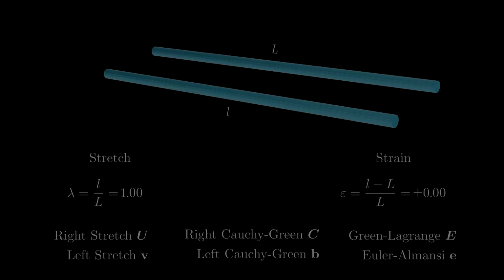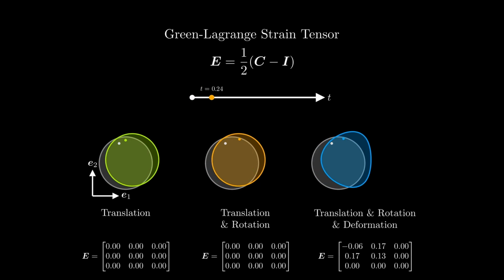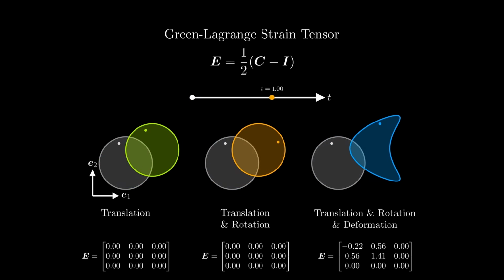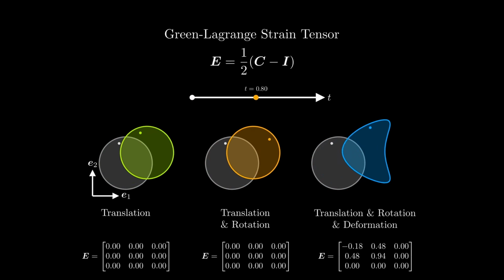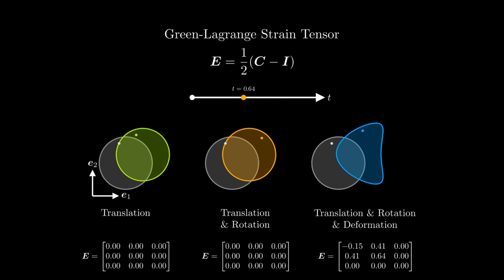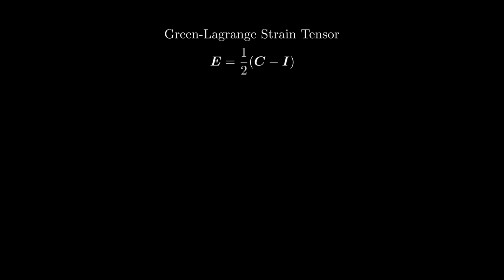configuration. The most popular strain tensor is the Green-Lagrange strain tensor E, which is defined as 1/2 times C minus the identity tensor. Because this tensor depends on C, it is a measure of deformation that is invariant to rotations. And because we subtract the identity from C, the tensor E is 0 if there is no deformation. You might wonder why we include the factor of 1/2 in the formula. As I will show you now, including this factor gives the strain tensor a particularly meaningful interpretation.